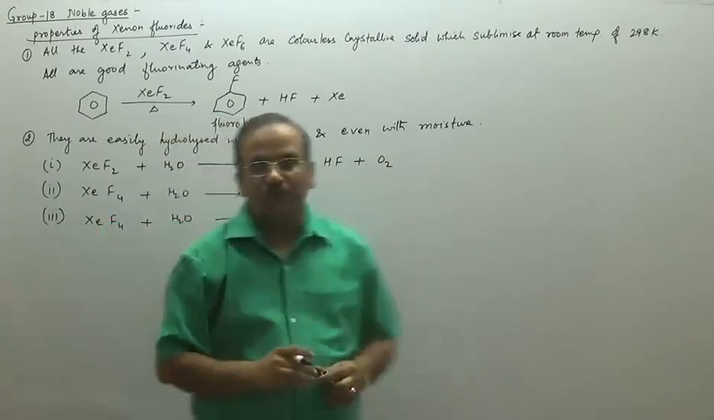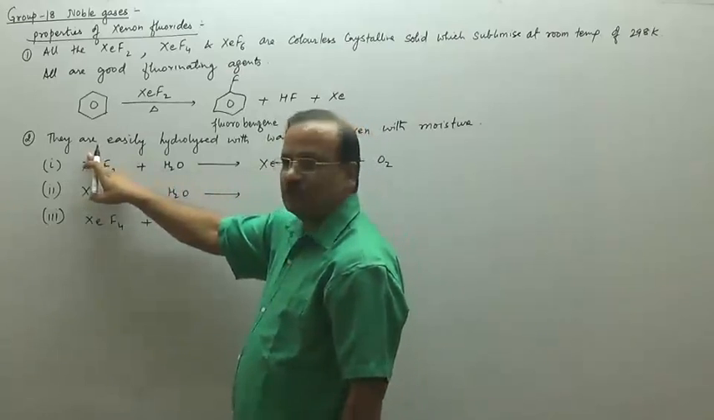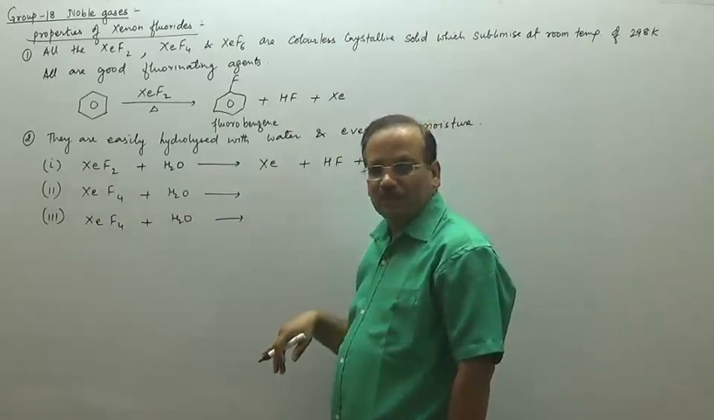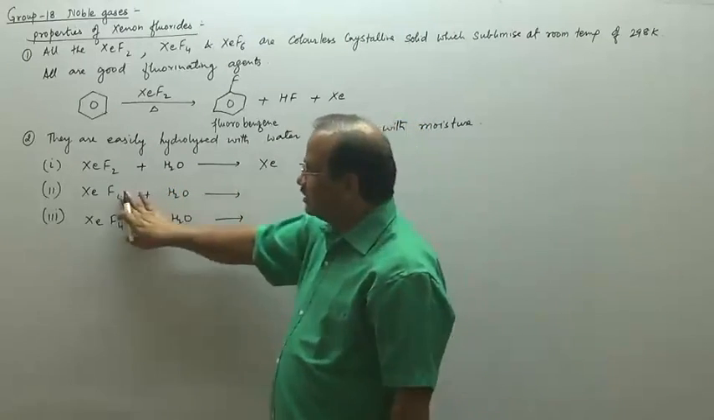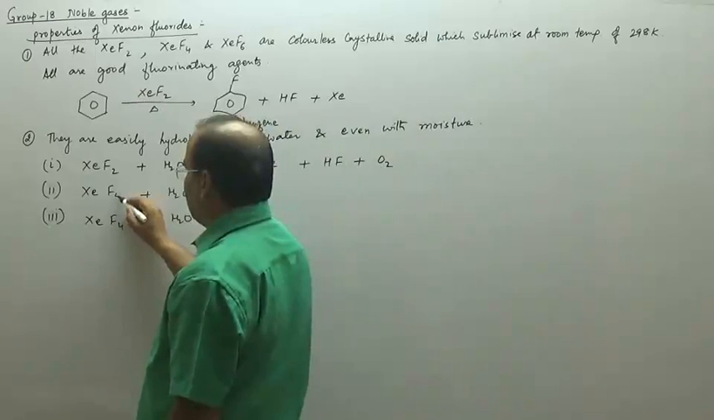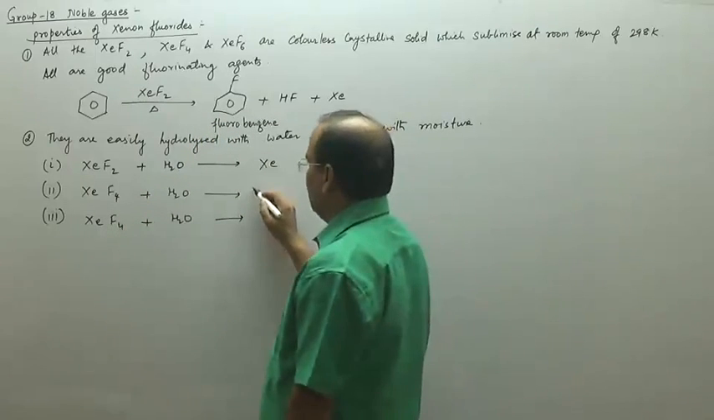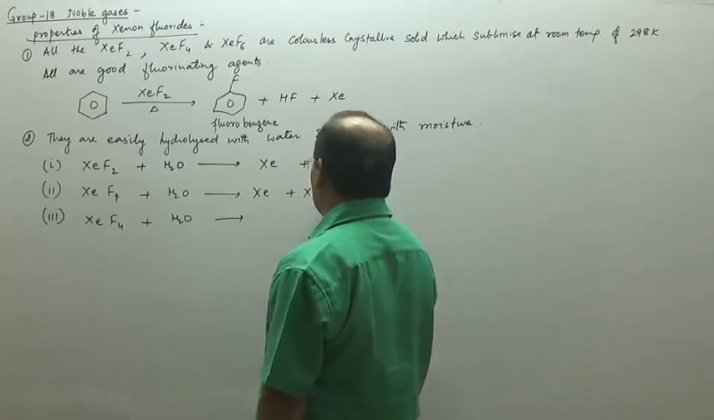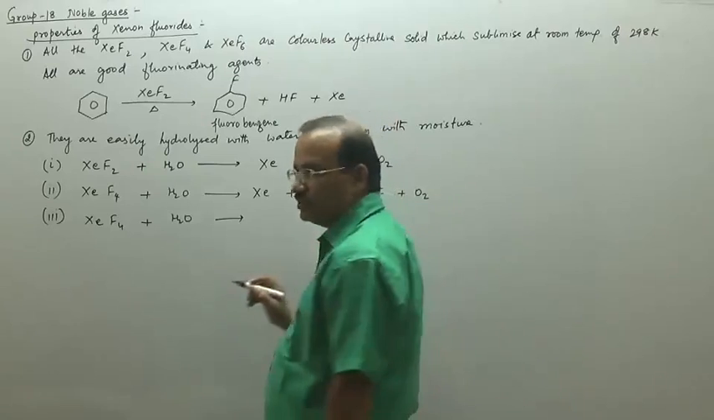Here, xenon goes from the +2 state to the 0 elemental state, that is, electrons are gained in the process, so XeF2 acts as an oxidizing agent. But XeF4 disproportionates. This shows a disproportionation reaction: XeO3 is formed, HF is formed, and O2 is formed in the reaction.